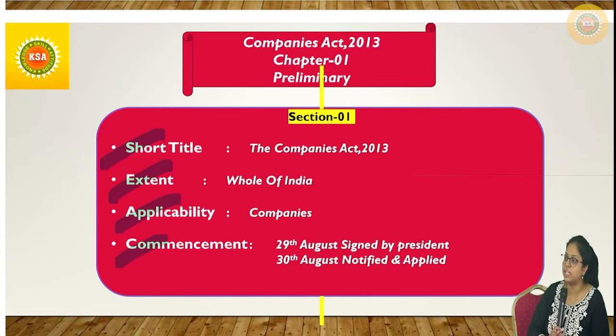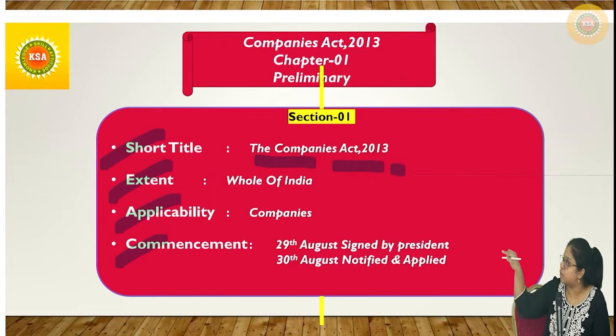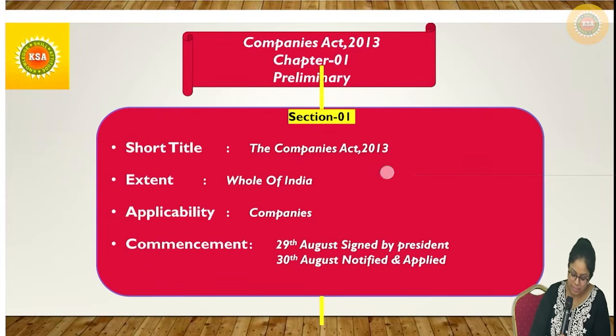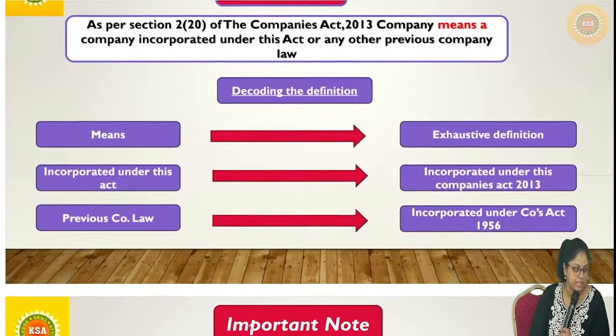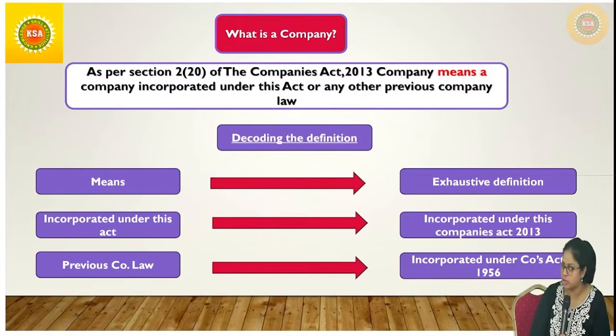Short title of any act is the name of the act. So it starts with the Companies Act 2013, and whenever you quote any act, your first letter should always be in capital. Extent is to which places it is applicable. The Companies Act 2013 is applicable to the whole of India, and applicability is that it applies to all types of companies. The last is commencement, which is on the 29th of August. It was signed by the president, and on the 38th of August it was notified. Is it clear, guys? The first section, number 1, is not so important.